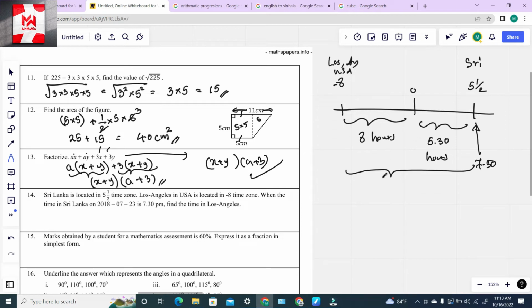8 plus 5 hours 30 minutes, that means 13 hours and 30 minutes. You have to go back. Okay, this is 7:30 p.m. If we go back 12 hours, because it is 7:30 p.m.